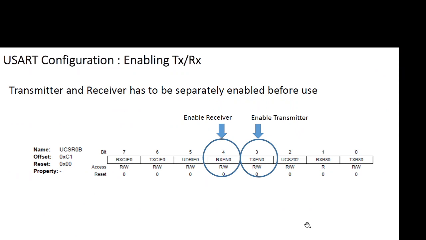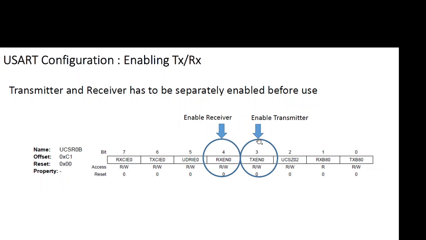And then we have to enable the transmitter and the receiver if we are going to use them. If we are only using the transmitter, you can only enable the transmitter. If we are only using the receiver, we can only enable the receiver. If we are using both, we have to enable both. This is in the UCSR0B register. If we are using interrupts, we have to enable those interrupts as well, the transmitter interrupt, the receiver interrupt and so on. In this particular example, we are not going to use them. As long as we are not going to use them, we don't have to set them.